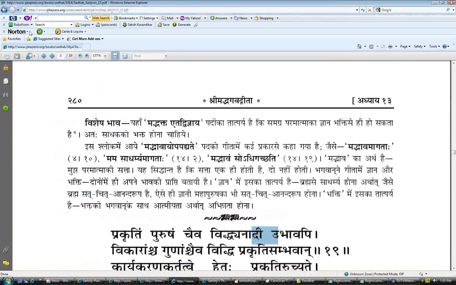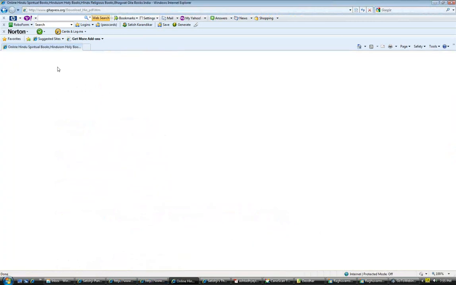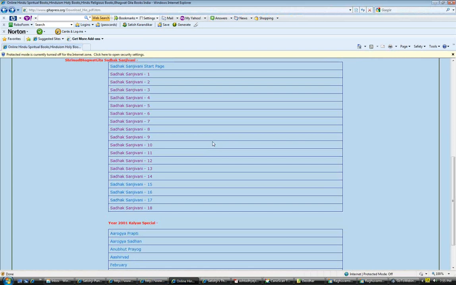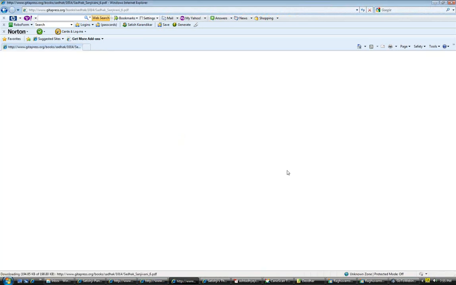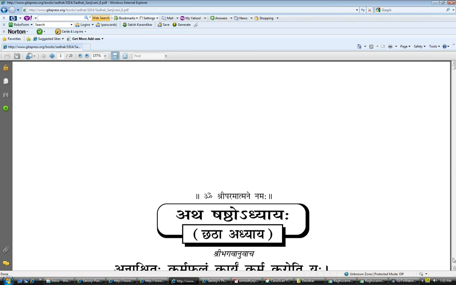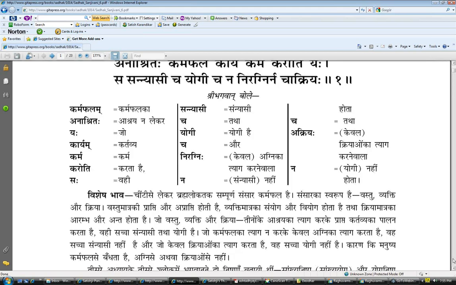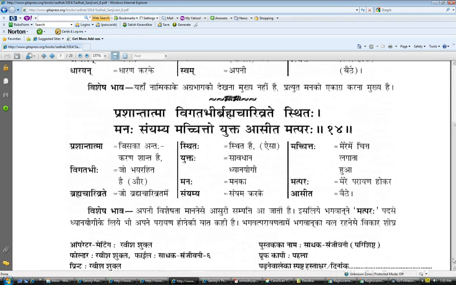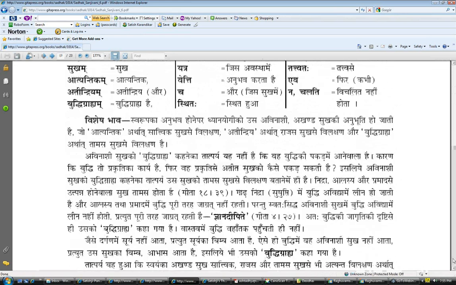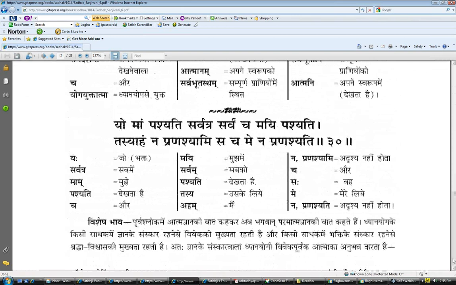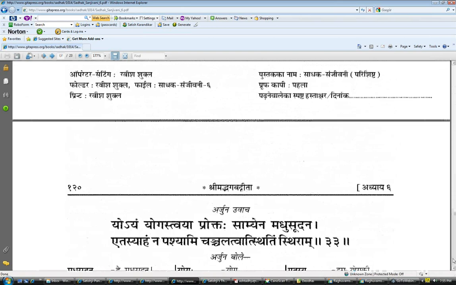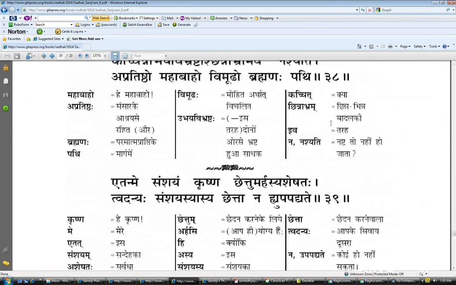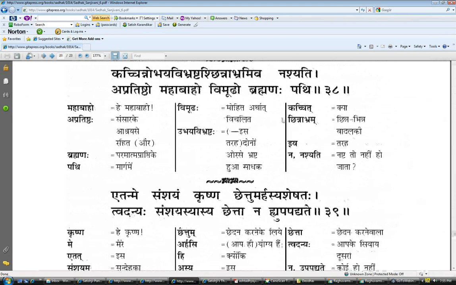Okay, 6th Adhyaya. Vimuda Brahmanaspati, that's the one. Kachinno Bhaya Vibhrashtas Chinna Brahmavanashyati. Let's see. Vimuda Brahmanaspati. We come towards the end of the 6th Adhyaya of the Gita. When Arjuna asked the questions, here it is. Apatishta Mahabaho. Vimuda Brahmanaspati, that's the one.